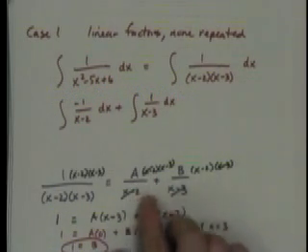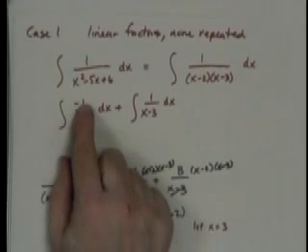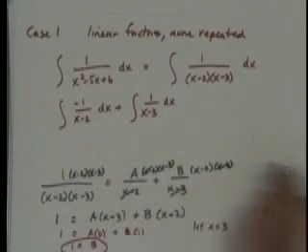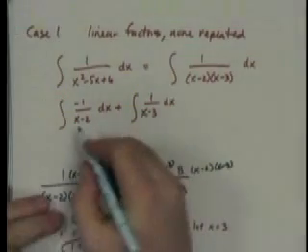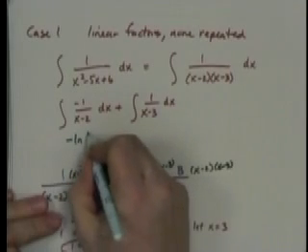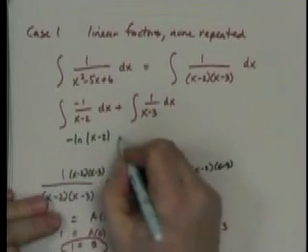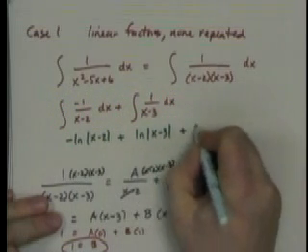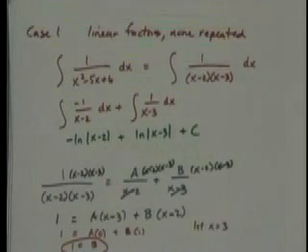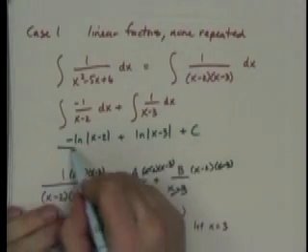Remember, we had A over x minus 2 and B over x minus 3, and A came out to be negative 1, and B came out to be positive 1. So this is negative the natural log of x minus 2 plus the natural log of x minus 3 plus C. And I'm really fine if that's the way you want to leave it.